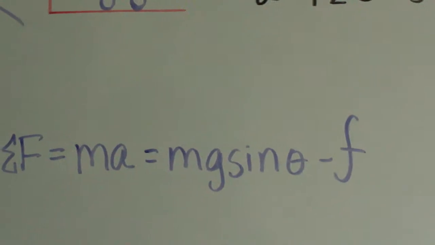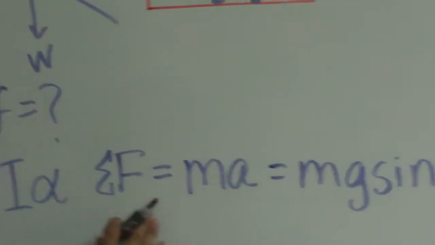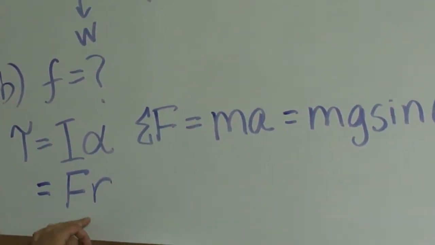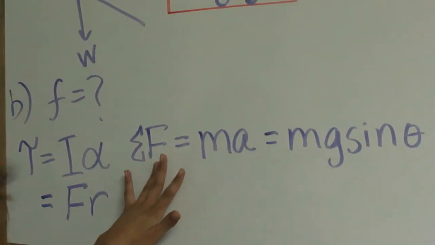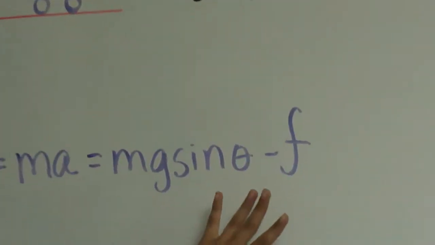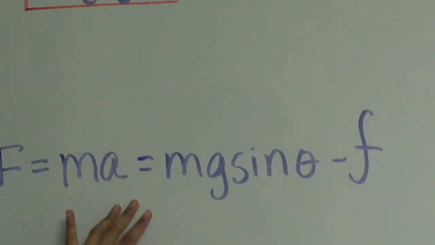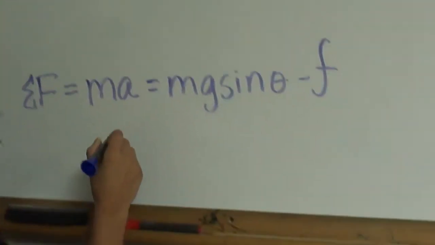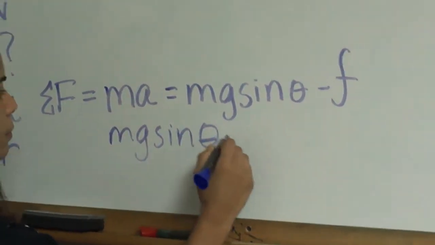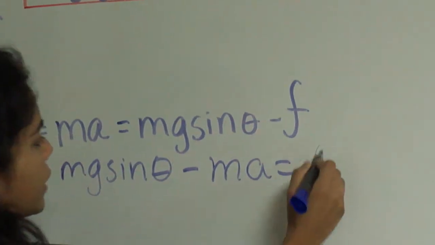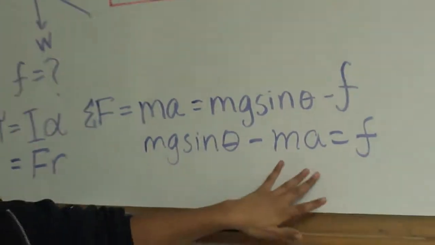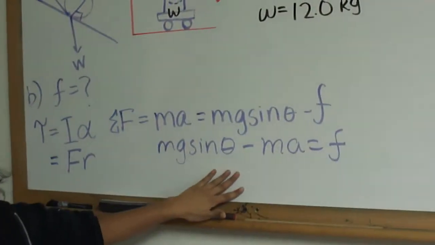So at this point, once we find that force, we know that torque is force times radius. So the key is to find this force. We have mg, we have sine theta, and we're looking for friction. So friction is equal to mg sine theta minus ma. And now we need to find the acceleration. So I'm going to leave part B hanging right here.